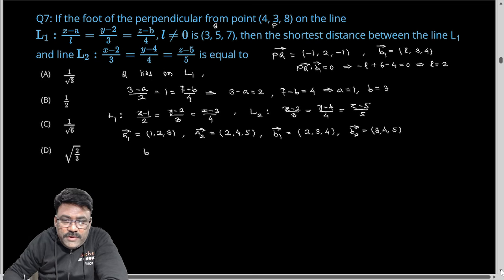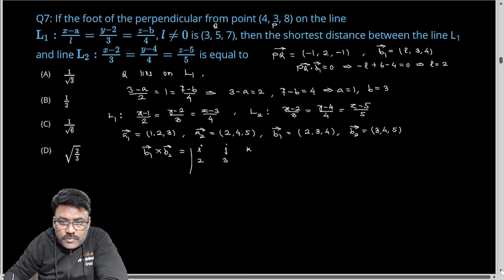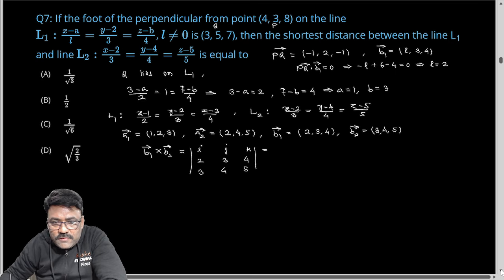So now if I find B1 cross B2 using determinant, it is i, j, k. B1 is 2, 3, 4 and B2 is 3, 4, 5. So you are getting 15 minus 16, which is minus i. With j you are getting 10 minus 12, which is minus 2j, with the sign flip giving 2j. And with k you are getting 8 minus 9, which is minus k.